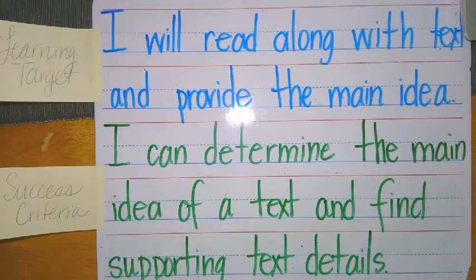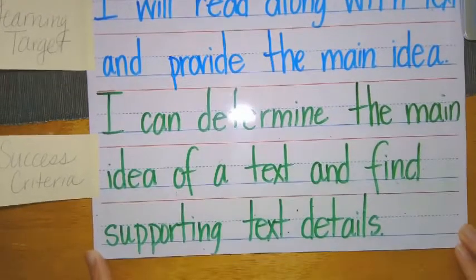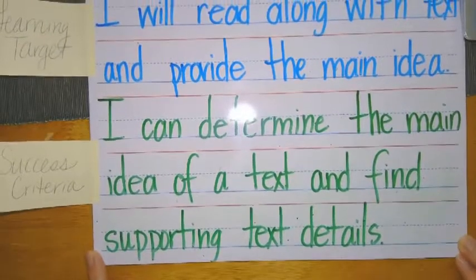Hello again. All right, so today we're also going to do an ELA lesson. Our learning target for ELA is I will read along with the text and provide the main idea. So again, the learning target is the goal, what you are working towards, what your focus is today. Okay, and then success criteria is I can determine the main idea of a text and find supporting text details.